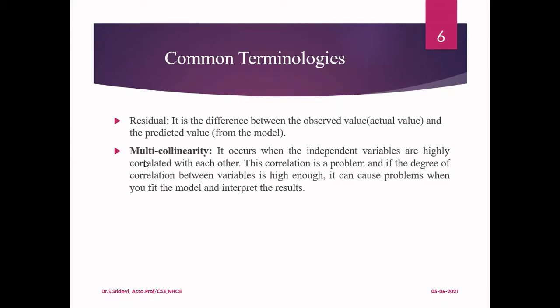The next term is, when you go for regression, you have to consider multi-collinearity between the variables. Here we have so many independent variables, which are also called features. Based upon those features only, we are going to predict our output variable. Sometimes there may be a relation between the independent variables. They will be highly correlated with each other. If the degree of correlation is very high, this will create a problem when you fit the model and interpret the result. So whenever you go for regression, you have to consider multi-collinearity also.